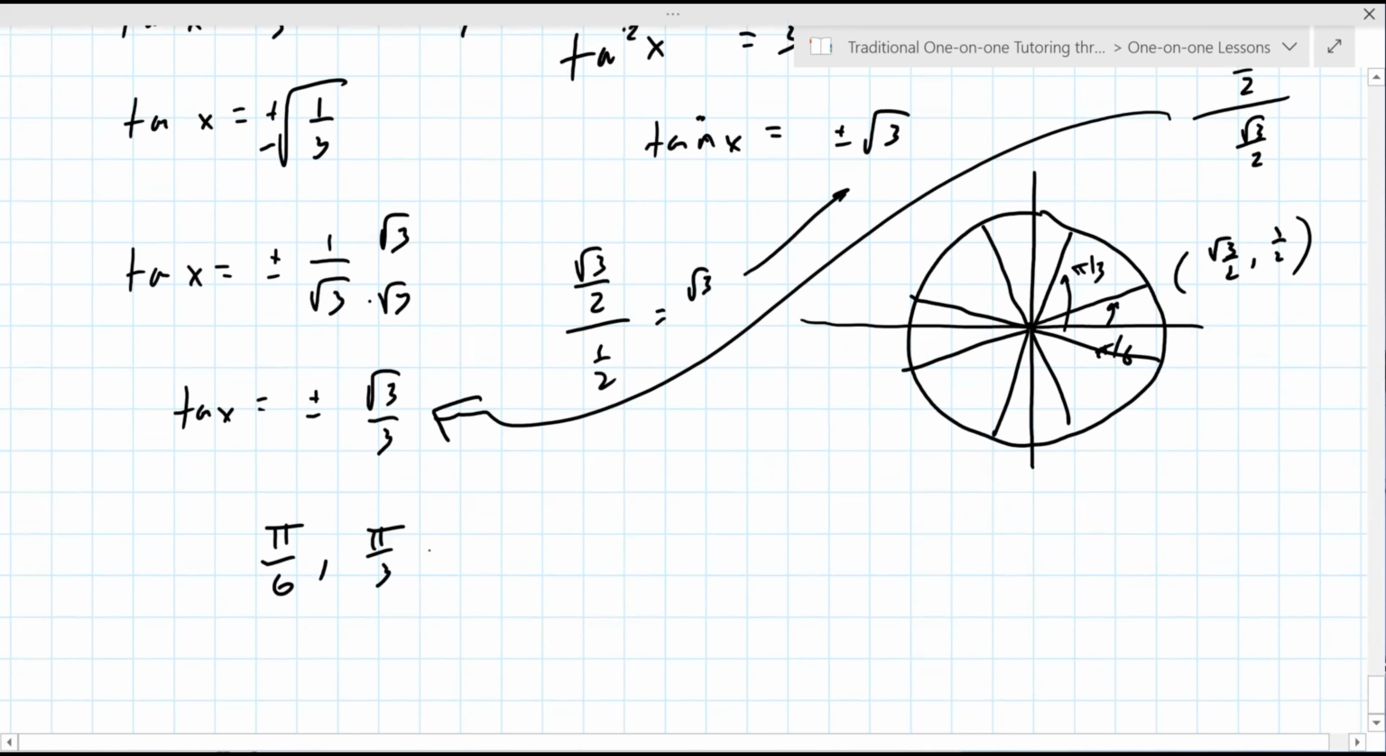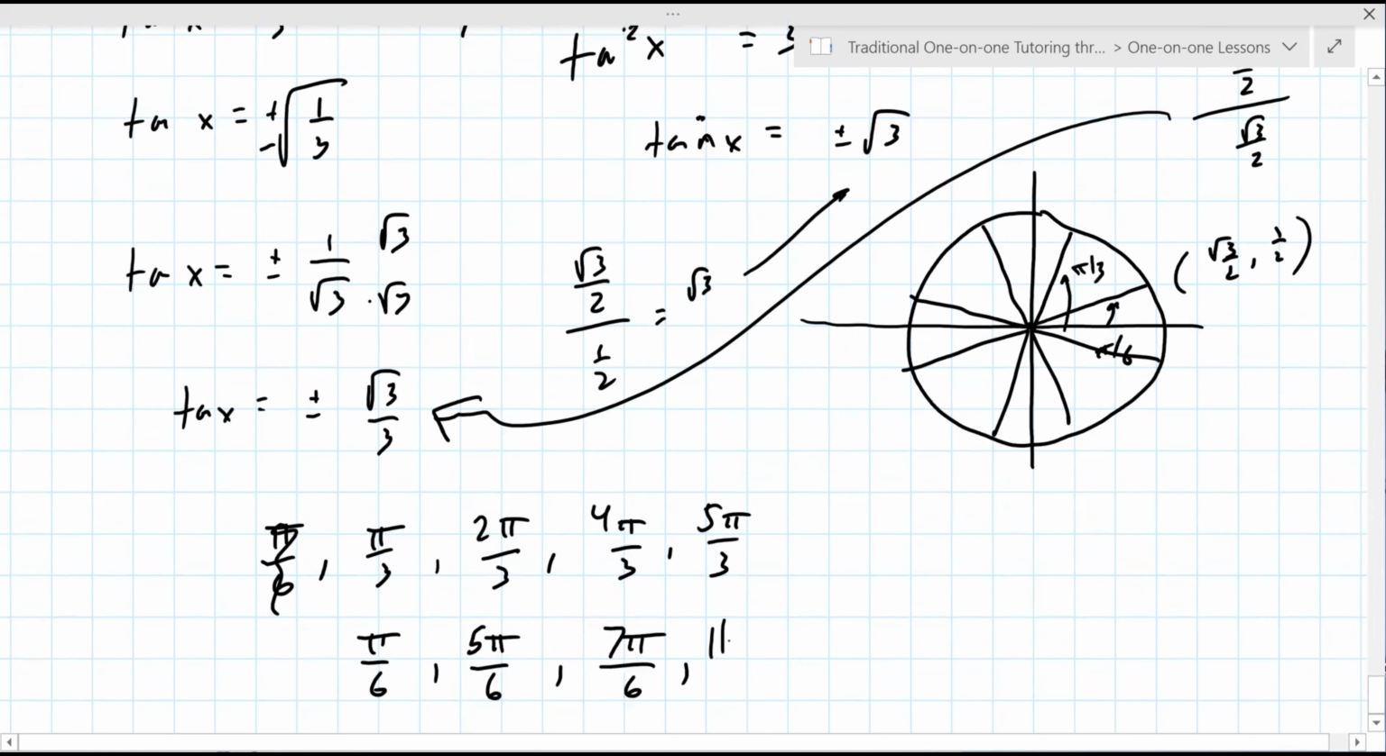But I wouldn't do it that way. I would do it as multiples. I'd be like, okay, it's 2 pi over 3, 4 pi over 3, 5 pi over 3. And then the pi over 6s I would do, okay, 5 pi over 6, 7 pi over 6, 11 pi over 6. Yes. Gotcha. Okay.